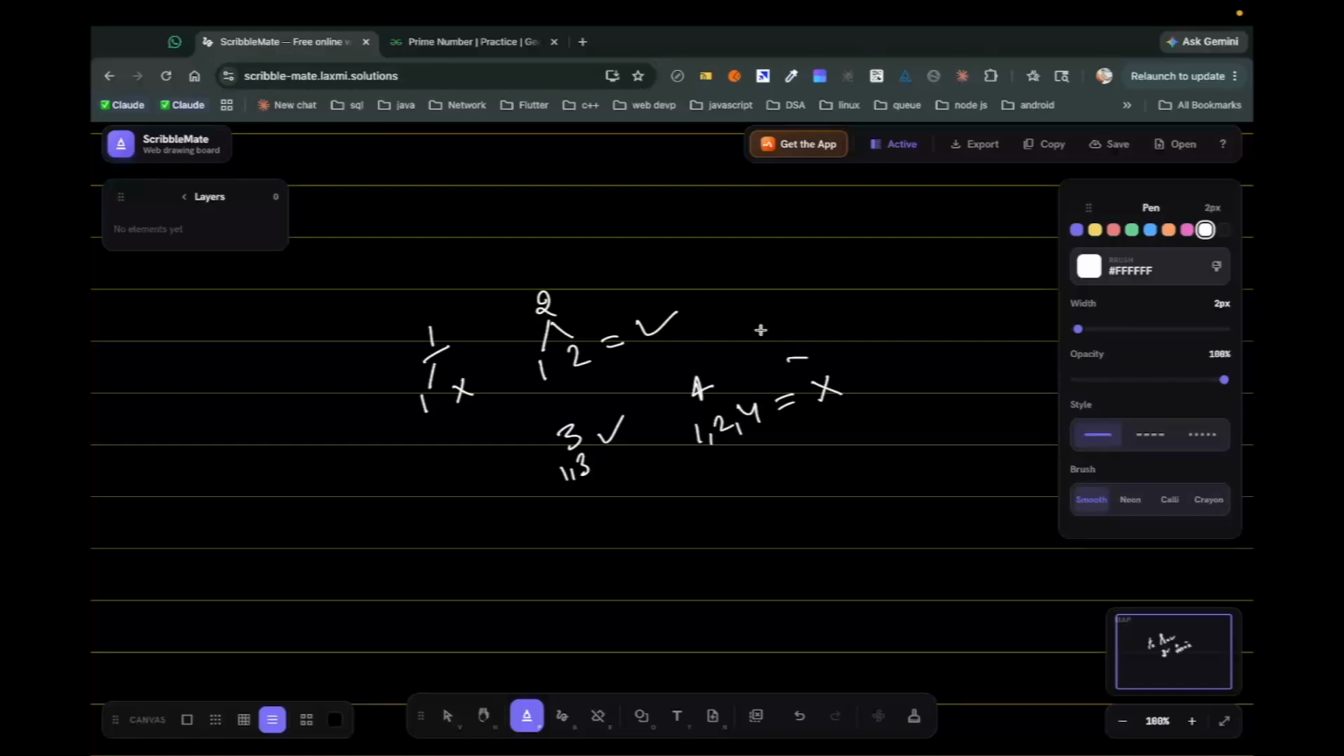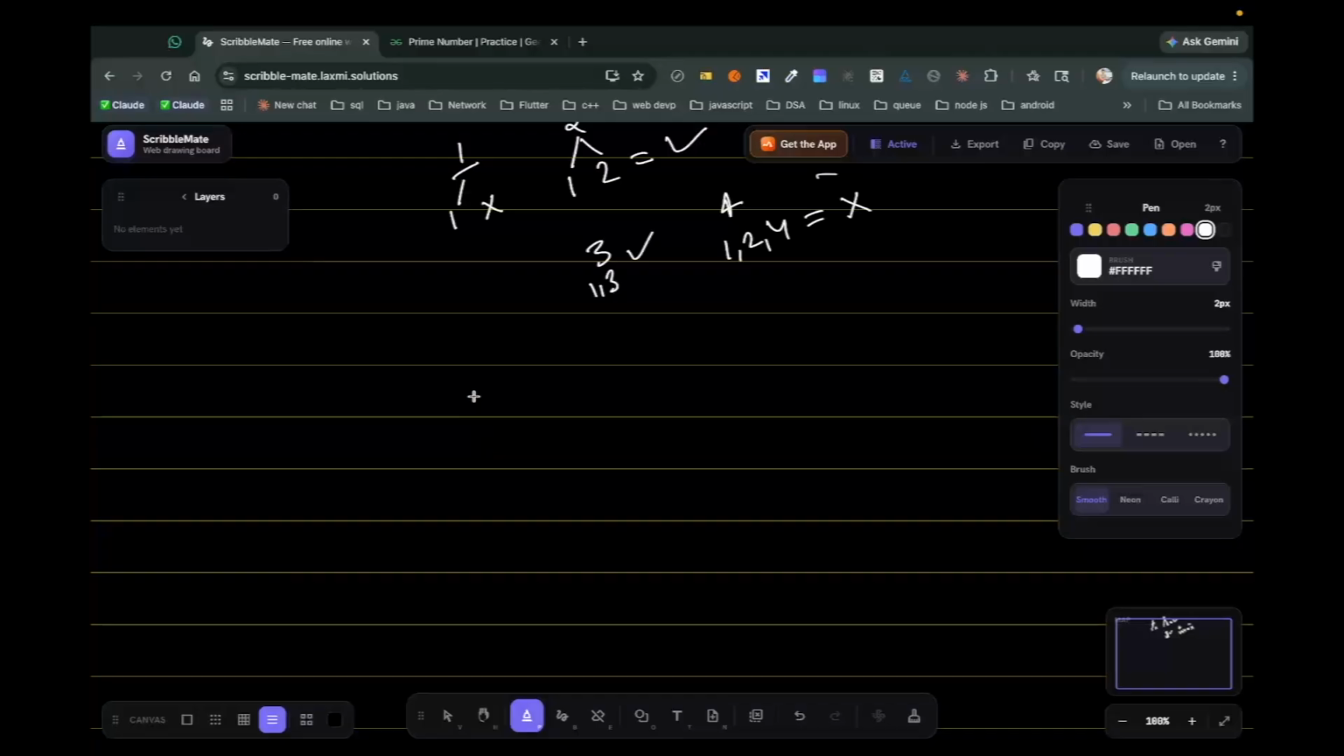So a number is a prime number if it has only 2 divisors. So if a number has less than 2 or greater than 2, then the number is not a prime number. So now we know what is a prime number. Now let's see the first method.